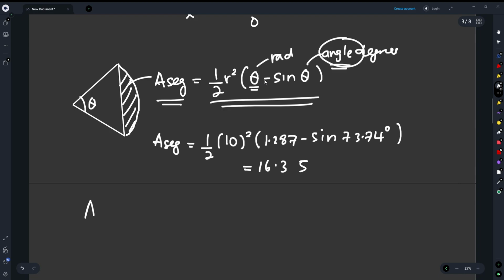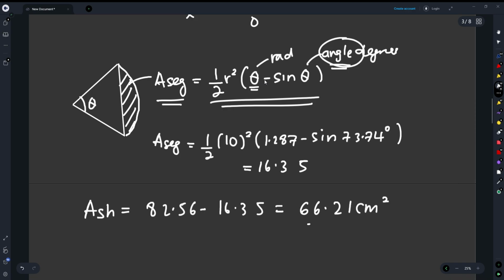16.35. So finally, the area of the shaded region is equal to 82.56 minus 16.35, which will end up getting 66.21 centimeter square. So that is the area of the shaded region, and this is one of the best ways to solve this kind of question.